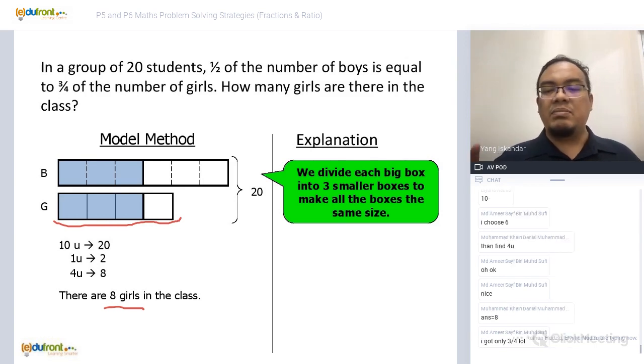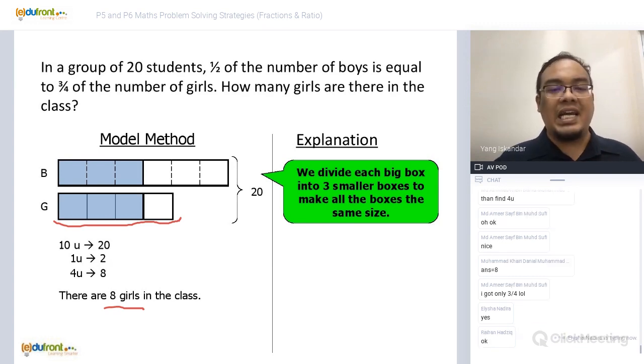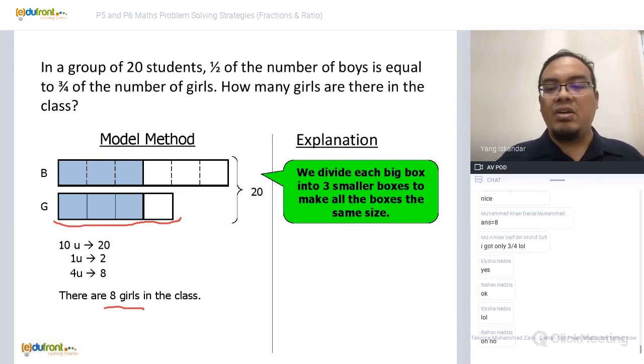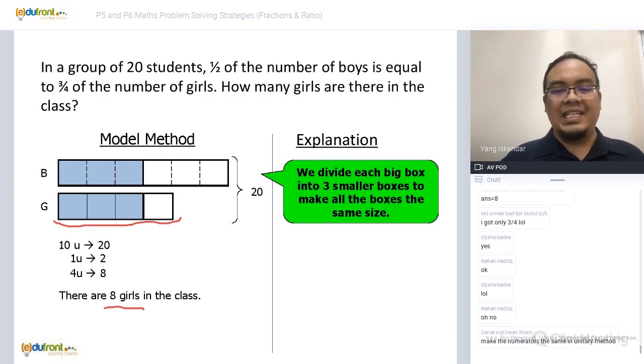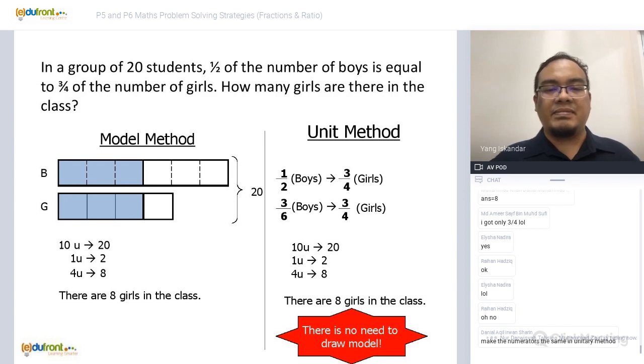Now, however, using the model method has some problems, especially if the numbers are bigger and you have to cut into small pieces. Imagine you have to cut into 65 pieces, for example. So you're going to have problems. So I'm going to show you a shortcut, the unitary method, so that you have other options to solve this question faster. Okay, so let's take a look at the alternative methods.